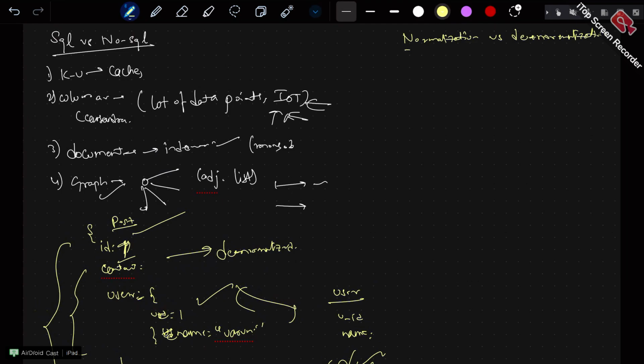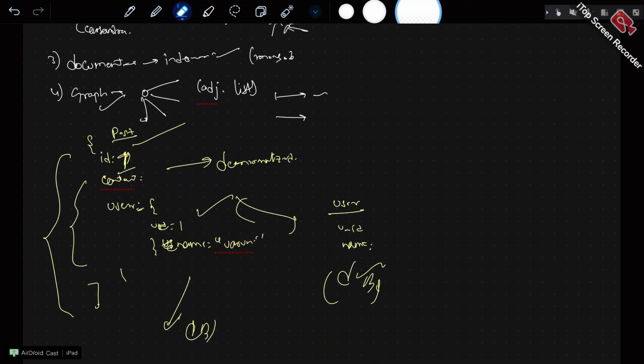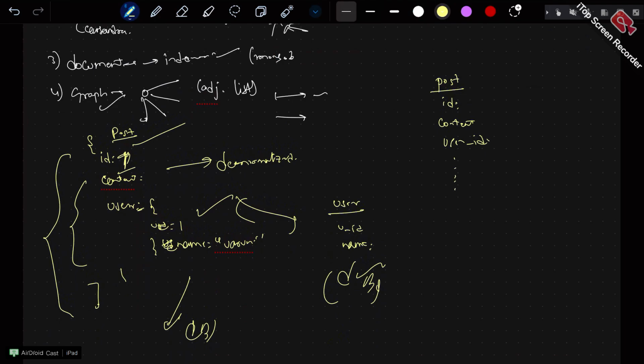So now normalization, I have talked about it, right? Relations, foreign key constraints, integrity, and all that. And now denormalization: basically you are making a replica of the same data. This user's data I am replicating, so you can easily receive it. So post over here has id, then content, and then user_id, and then more fields. Now you have users data, you have id, and then name, and other data. You can easily join this data.